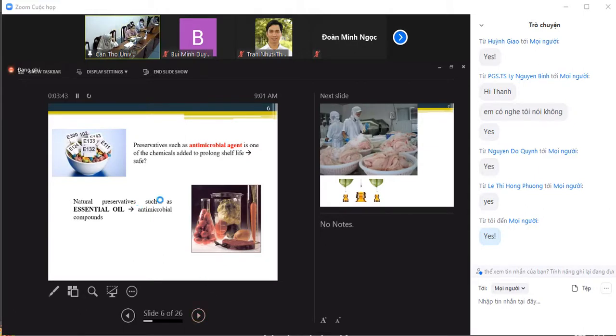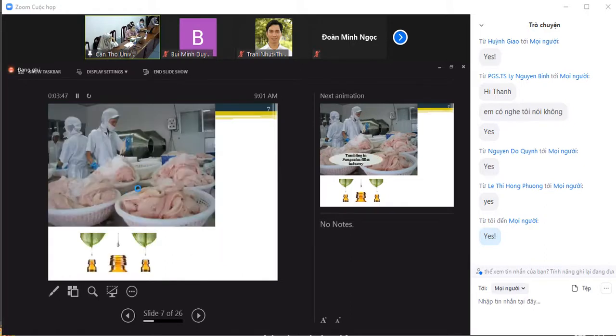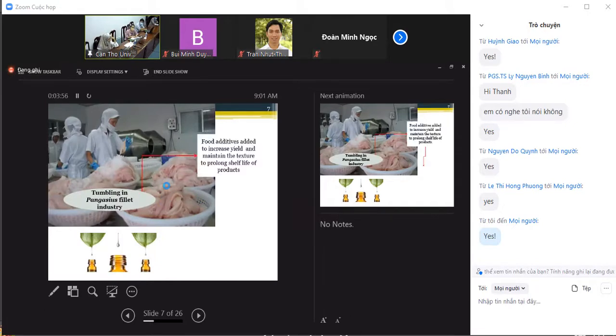Now let's go back to the pangasius industry. In the pangasius frozen fillet industry, there is one process called tumbling. Tumbling is the process where the fillet is soaked together with food additives, such as STPP, salt, or sorbitol, and many others, depending on the industry. The aim is to increase the yield and to maintain the texture, and sometimes also to prolong the shelf life of the products.